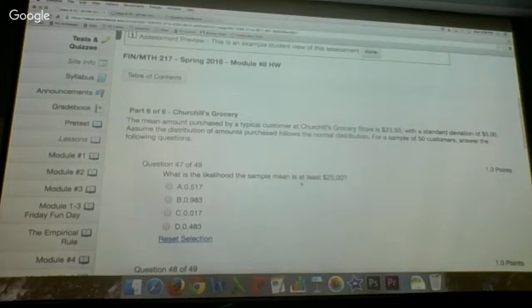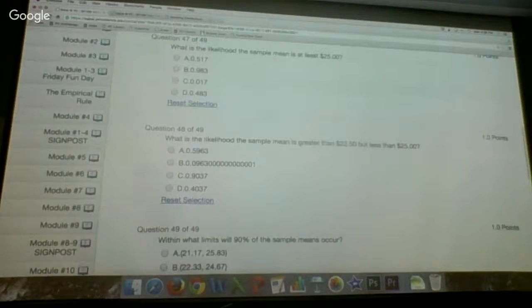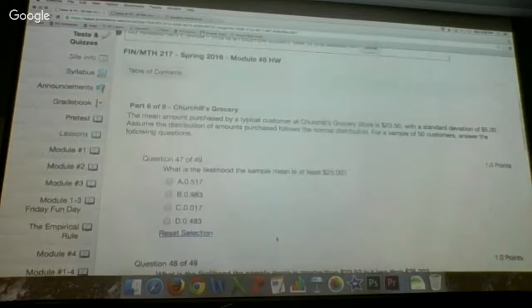So I'm going to guess that our answer is somewhere around, I'd say that one. That's just a guess. Let's actually do it, though. I don't like guessing. So in this case, we have the Churchill's grocery store. Mu is 25. It's normally distributed. Sigma is 5. N is 50.